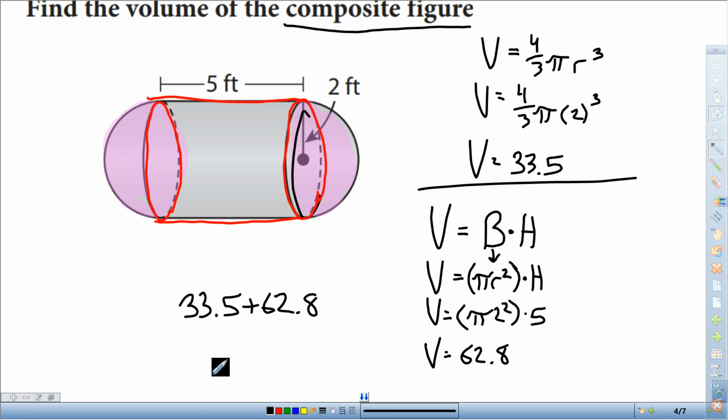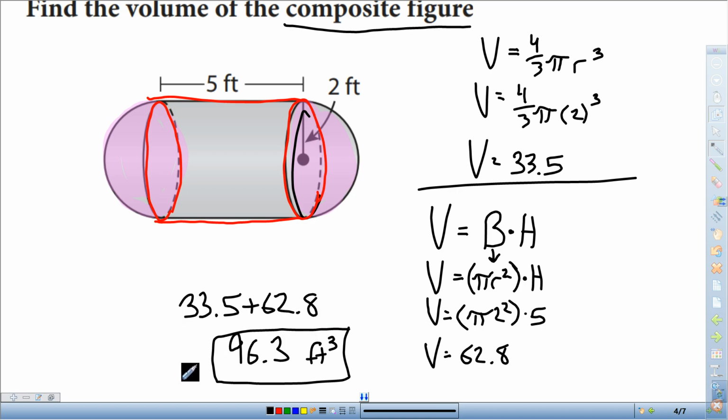Let's see, I'm just going to grab my own calculator. So 33.5 plus 62.8 gives me 96.3. And now I'm going to put the units in, which is feet cubed. So that's all it means when we have a composite figure. Basically, figure out what shapes it's made up of, and then use the formulas we've learned in the past to find the volume of the whole thing, and add them together.